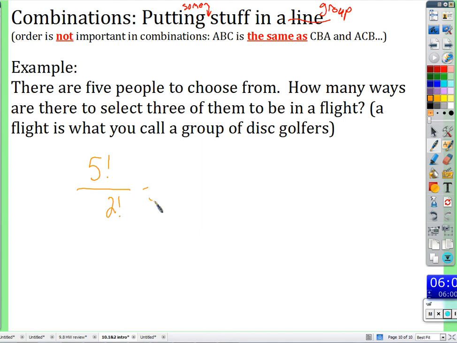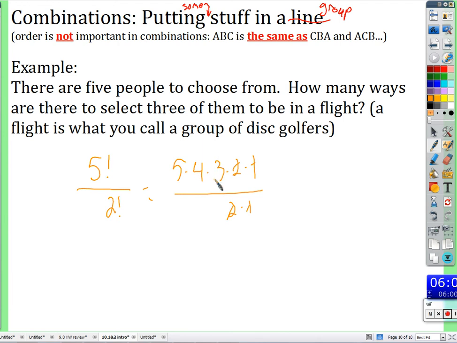Let's remind ourselves what that does. That's five times four times three times two times one, divided by two times one, right? So that cancels out the two and the one. That leaves five people to choose from for the first, four for the second, three for the third.